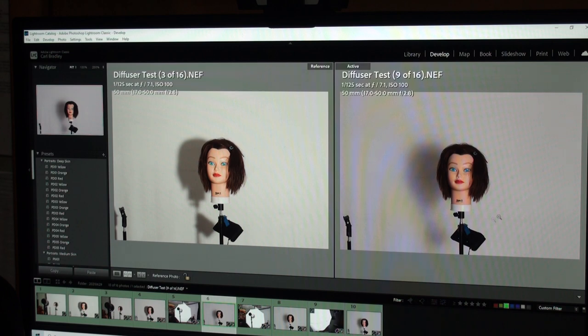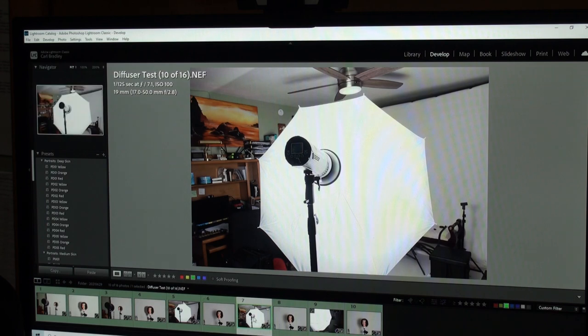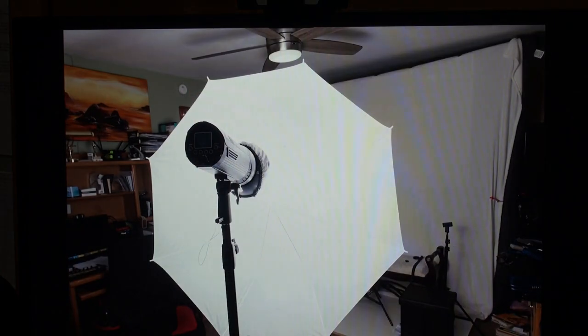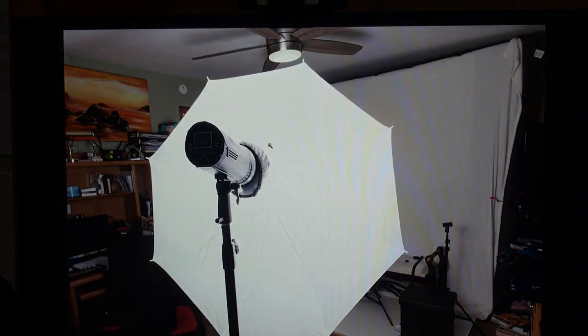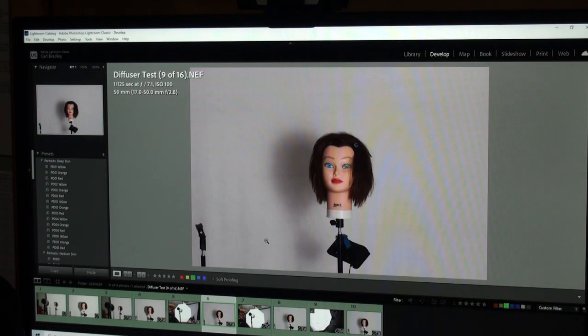But this is the nastiness that I ended up with with both of these. I'll go back to this here real quick. Not that image, but yeah, this one with the shower cap and the umbrella caused a serious issue that I spent hours trying to figure out how to clean up.